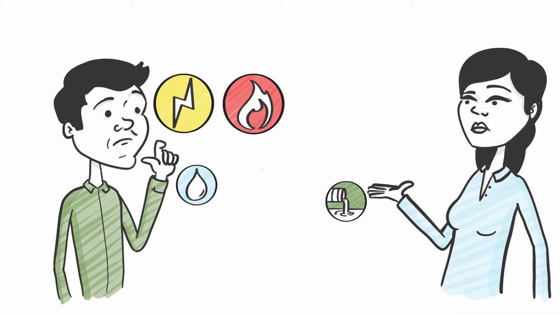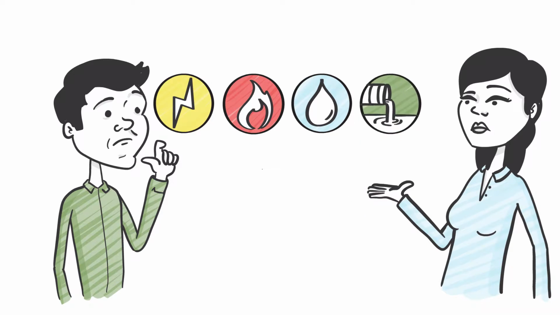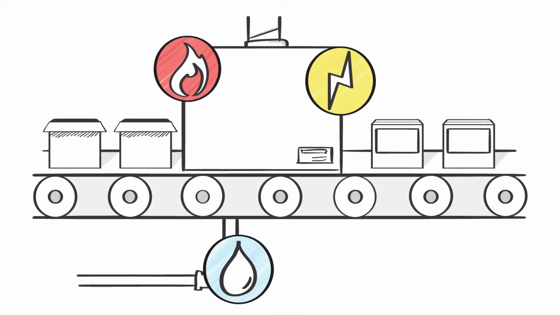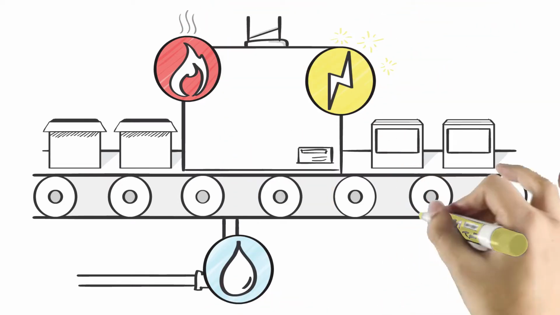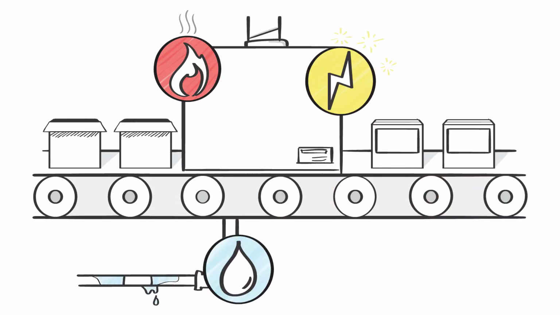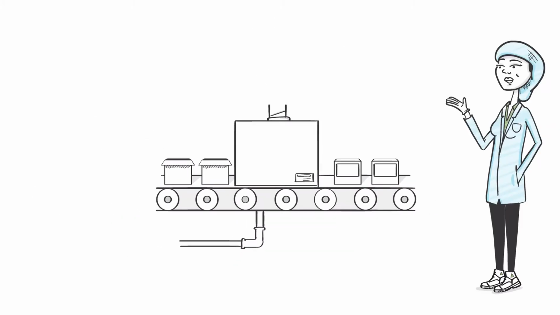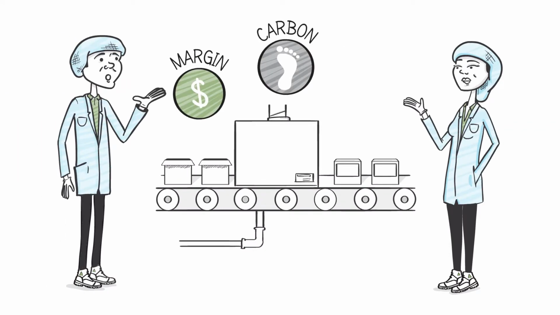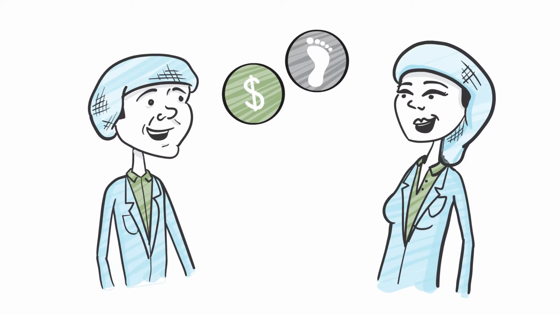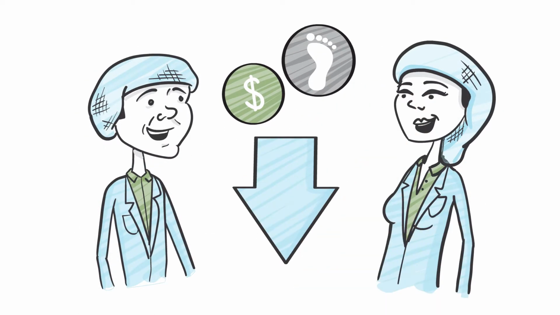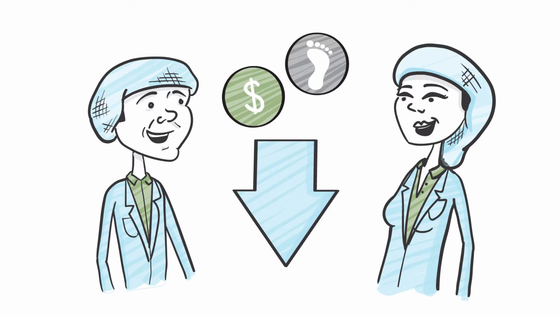Electricity, natural gas, municipal water, and wastewater treatment all put carbon into the environment. Unmaintained equipment can use too much heat, electricity, and water. Leaks mean you're wasting utilities and product. This affects your margin, carbon footprint, and the size of your utility bills. A well-maintained operation reduces your carbon output and minimizes costs.